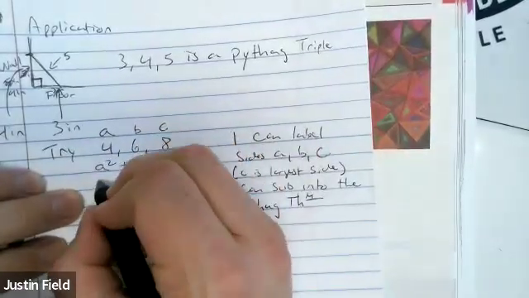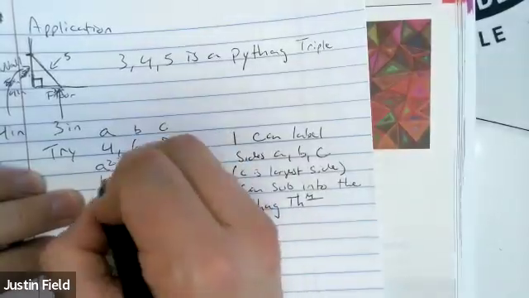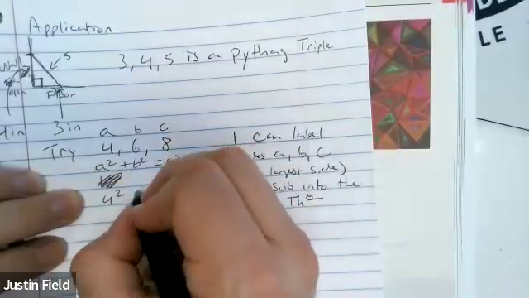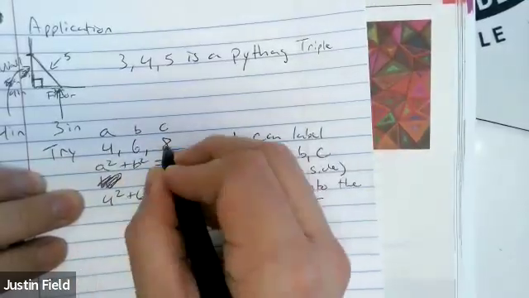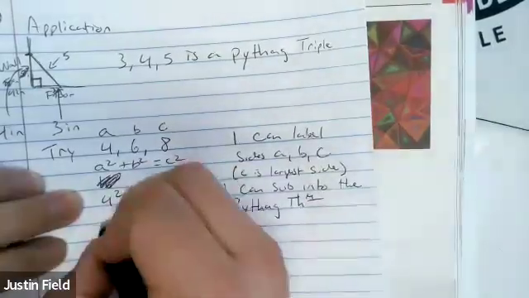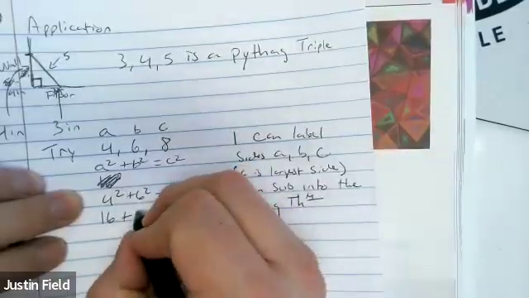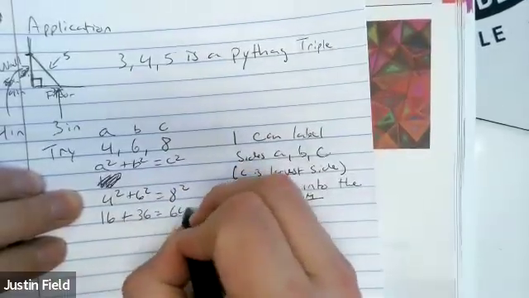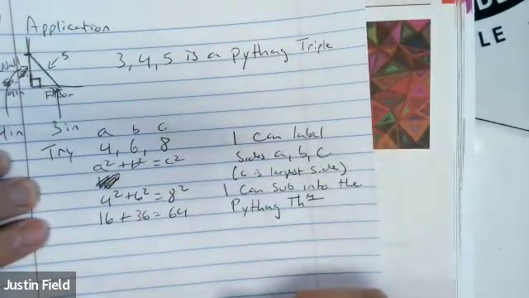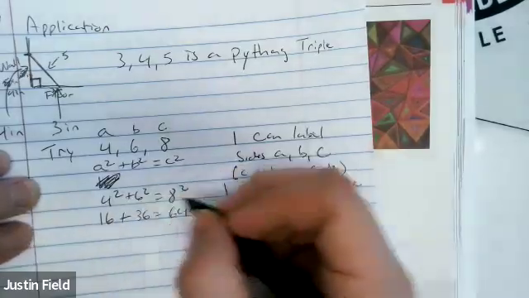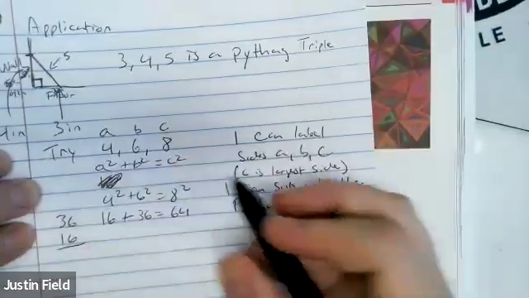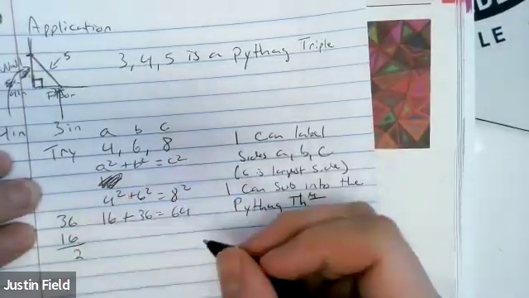I'm rushing. Okay, so 16. Now I'm really rushing. End of the day. Okay, so 4 squared plus 6 squared equals 8 squared. Is it true? Let's see. 16 plus 36, is that equal to 64? I sure hope so. But I don't know. Let's check it out. So 36 plus 16, and 6 plus 6 is 2.